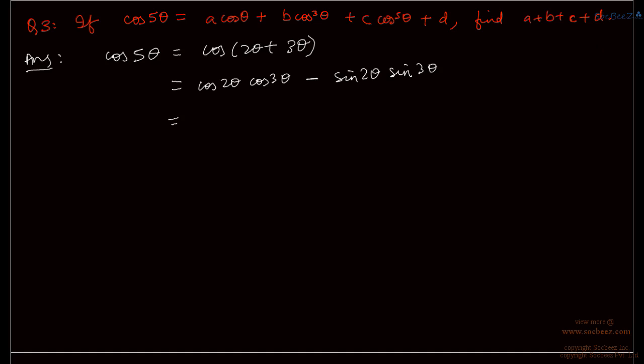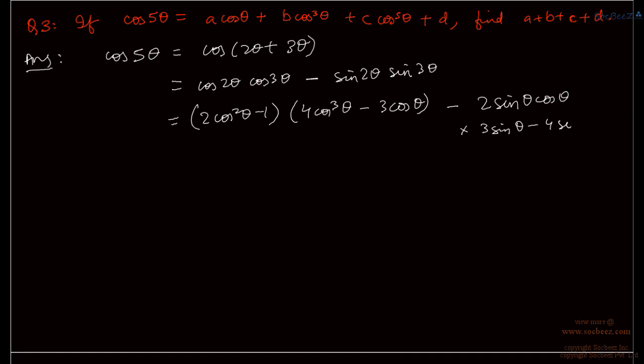Expand everything here. Cos 2θ can be expressed in three different forms, but take the one which has only cos θ, because the final expression has only cos θ. So this can be written as 2cos²θ minus 1. The next is 4cos³θ minus 3cos θ. Now sin 2θ has only one expression, that is 2 sin θ cos θ. The next one is 3 sin θ minus 4 sin³θ.